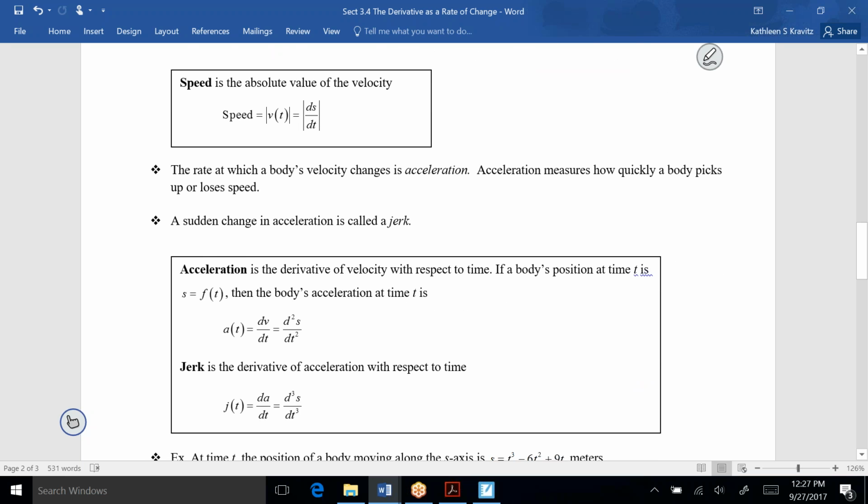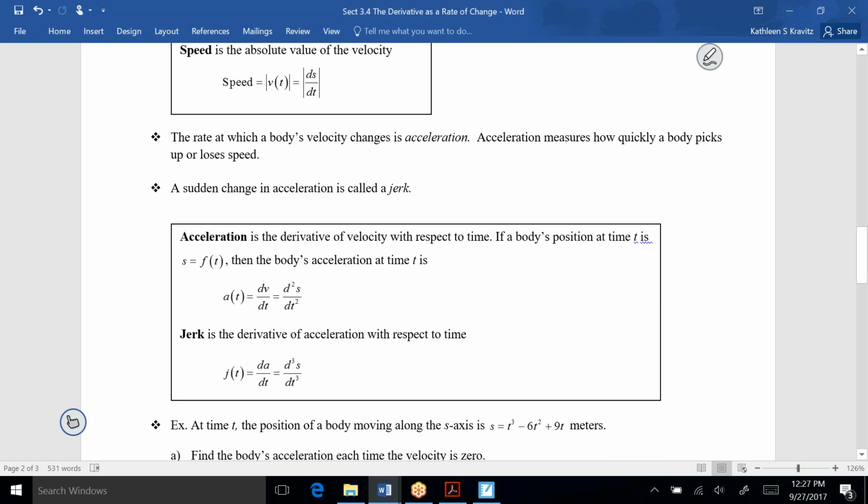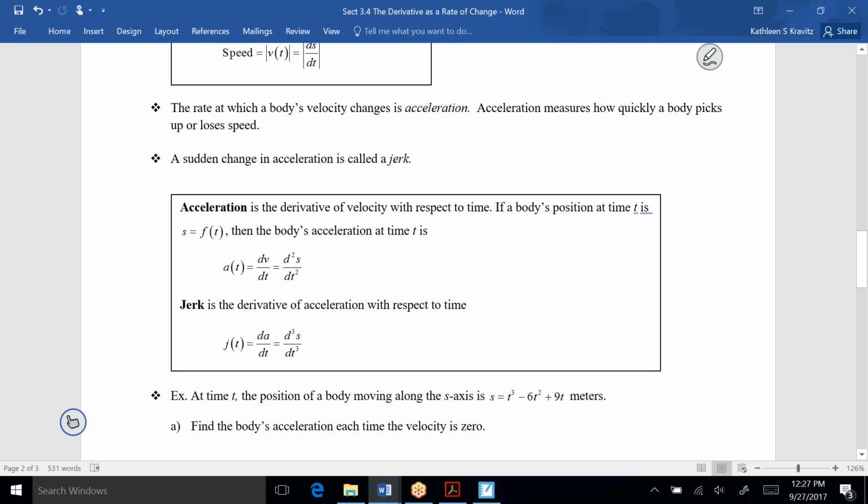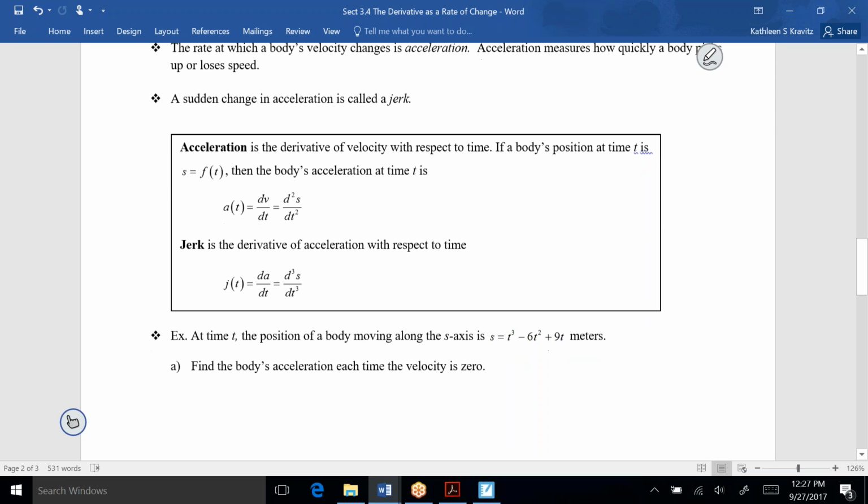And the rate at which a body's velocity changes is acceleration. Just like if you're driving in a car, you have a velocity, you have a speed, and you also have acceleration. So acceleration measures how quickly a body picks up or loses speed, just like we know it to be when we're driving a car. And then a sudden change in acceleration, if you slam on the brakes of a car or hit an object with a car, that's called jerk.